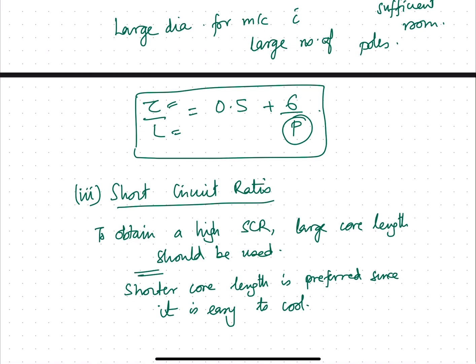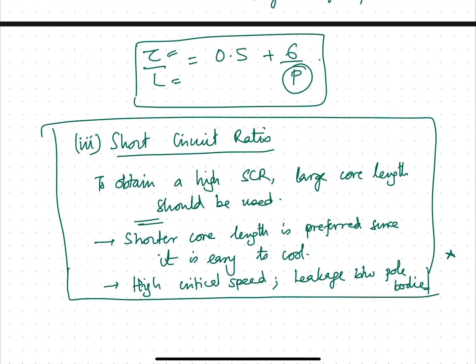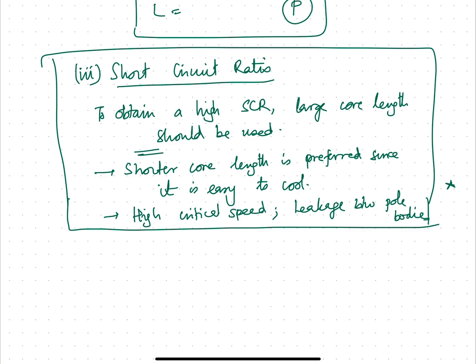It also has the advantage of having high critical speed, and it also reduces leakage between pole bodies. So more on this topic when we talk about synchronous machines. These are just some points I would like you to keep into consideration before we go on to actually talk about design of specific machines.